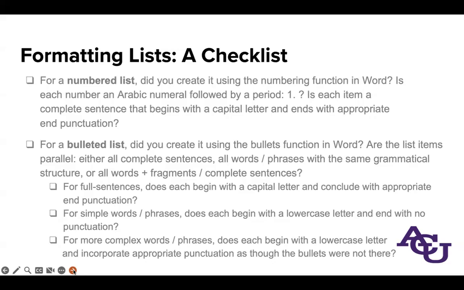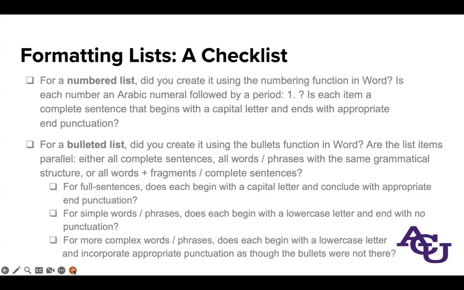In other words, are they all complete sentences, all words or phrases of the same grammatical type, or all words plus fragments and or complete sentences? Remember, they have to be the same in each bullet. If you used full sentences, does each one begin with a capital letter and conclude with appropriate end punctuation? If it consists of simpler words or phrases, does each begin with a lowercase letter and end with no end punctuation? If you have a list of more complex words or phrases, does each begin with a lowercase letter and incorporate appropriate punctuation as though the bullets were not there?